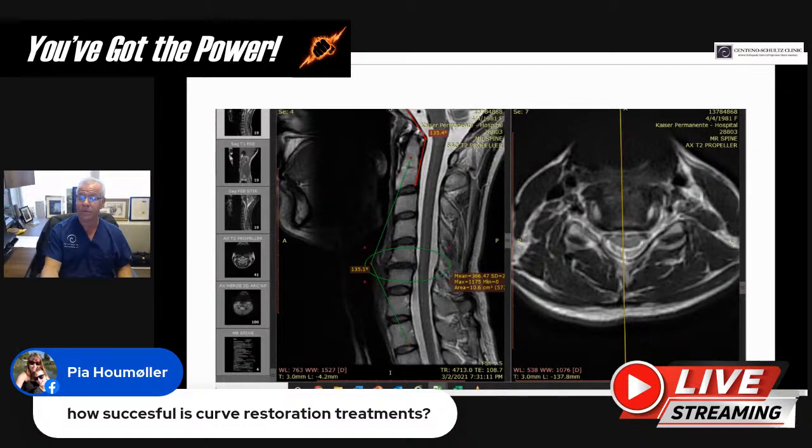Now, if you've got someone with CCI and a reverse curve, it's going to be less successful because some of those CCI patients are not going to tolerate curve restoration until things are stabilized up top. But in general, for the right patient, it's a very successful treatment.